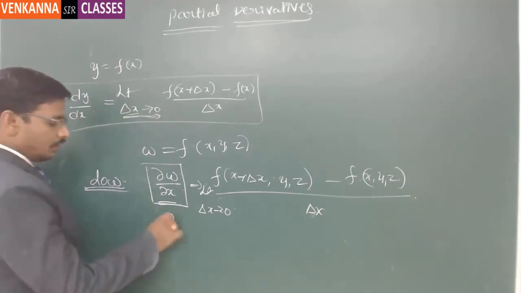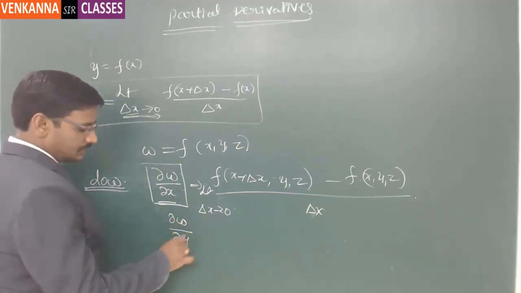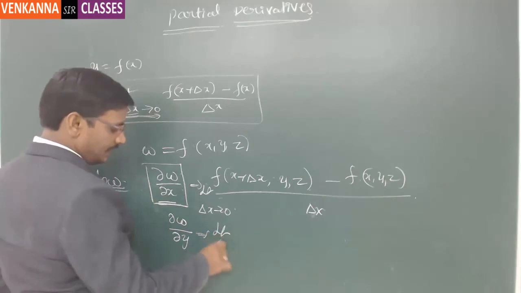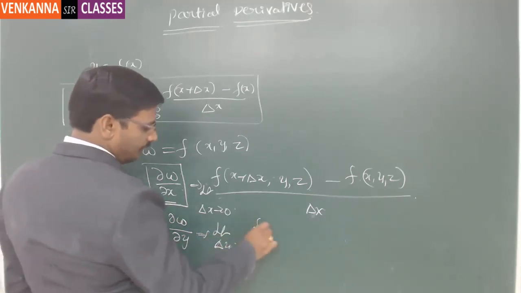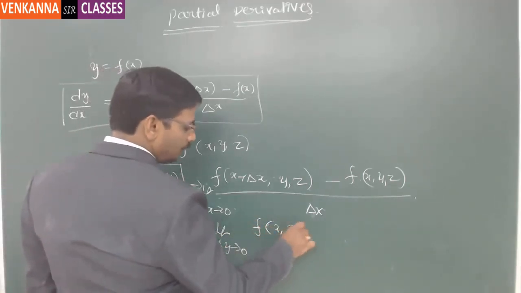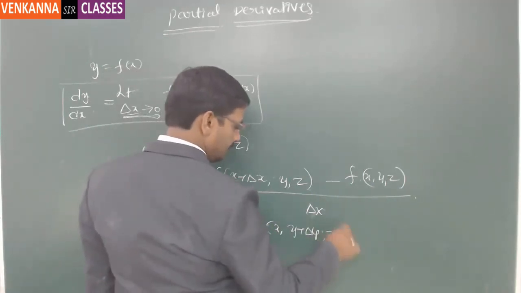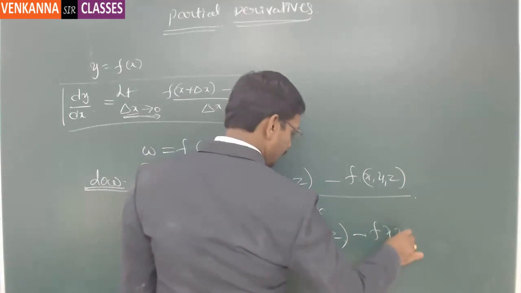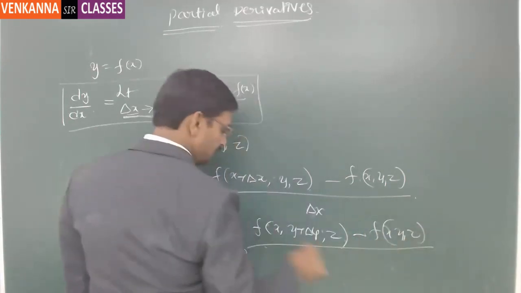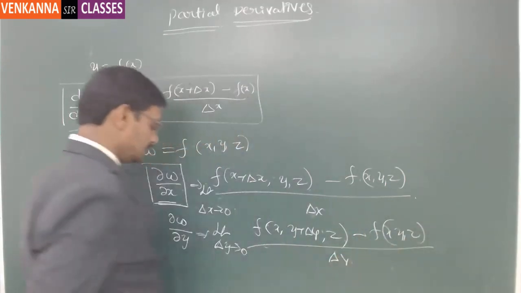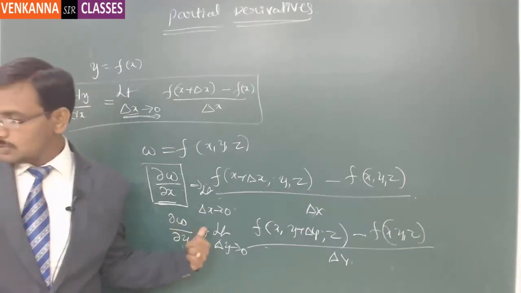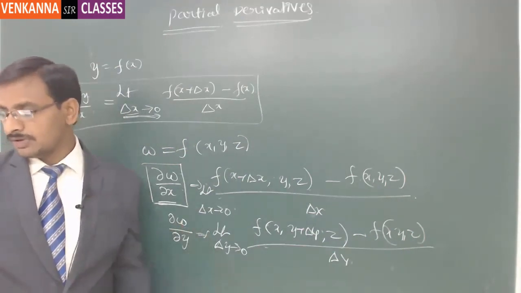Similarly, dou w by dou y can be written as the limit as delta y tends to 0 of f of x comma y plus delta y comma z minus f of x comma y comma z divided by delta y. So this is defined as the partial derivative of w with respect to y. Got it or not?